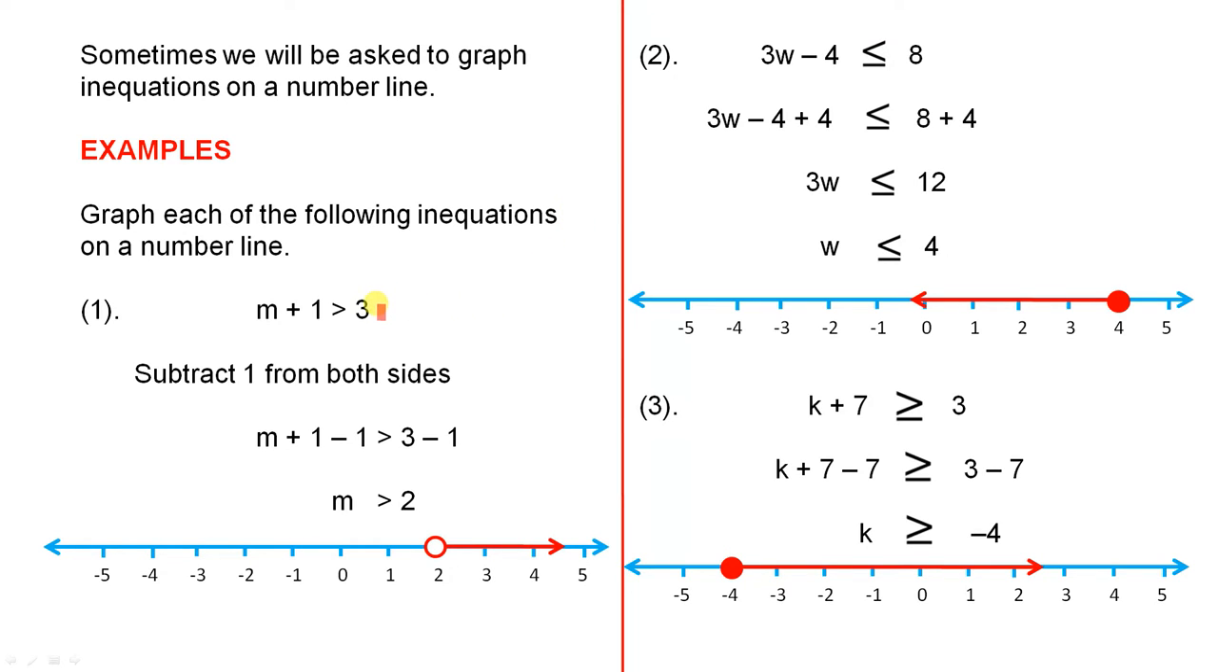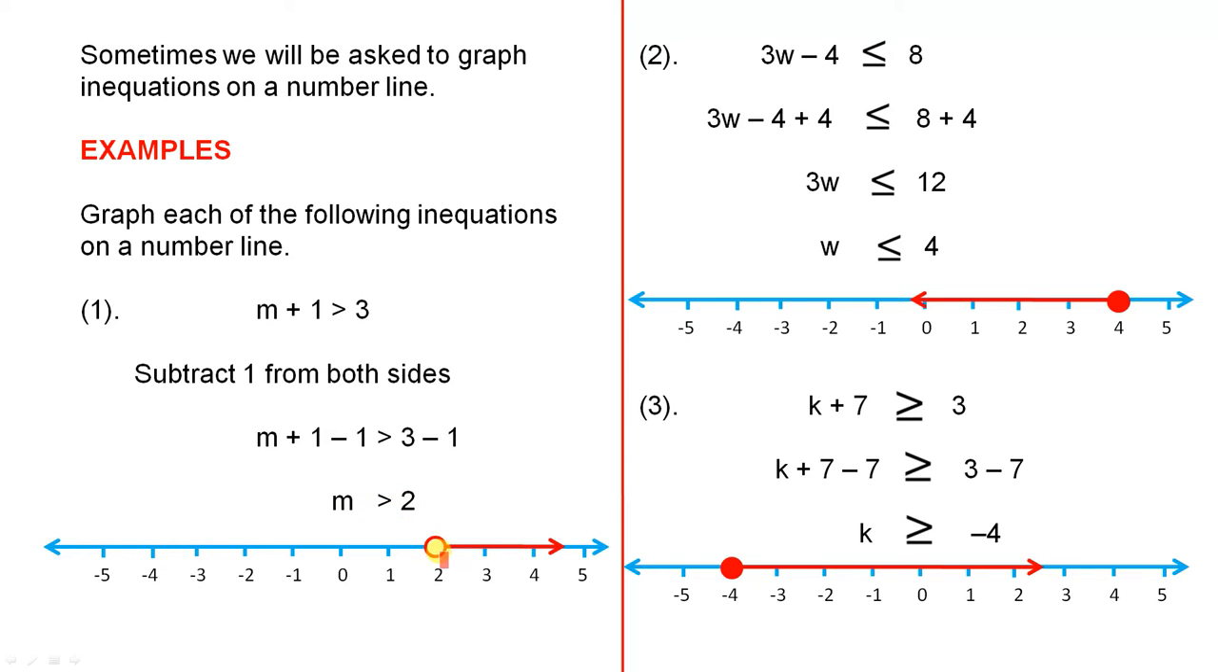The first one is m plus 1 is greater than 3. As we saw on a number of occasions when we're solving equations or inequations, we have to have the pronumeral or the letter on the left-hand side. So in order to remove the plus 1, we subtract 1 from both sides. So that gives us that working here. And when we do the simplification, we have m is greater than 2. In other words, the value of the pronumeral will be all numbers that are greater than 2.